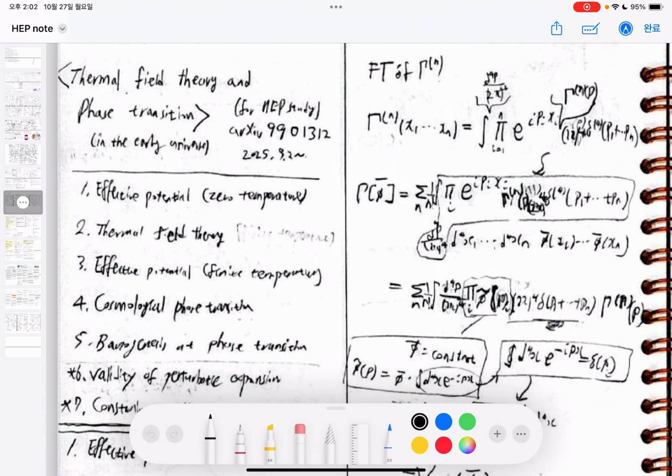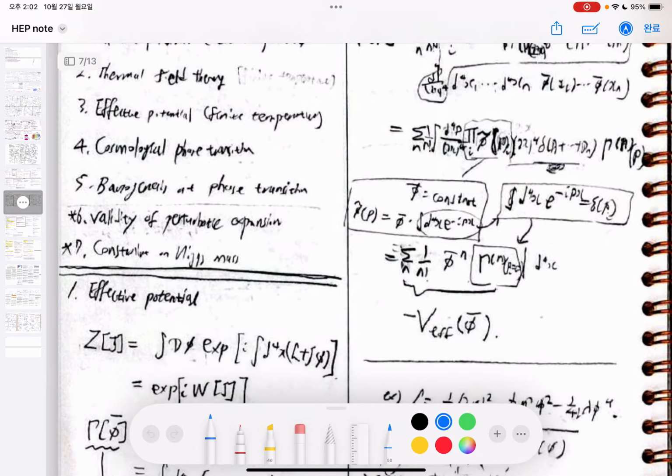Field theory can be combined with thermodynamics using finite temperatures, especially in the early universe. For phase transitions, thermal field theory, or finite temperature field theory, is applied. And continuing from the effective potential at zero temperature, we can derive the T-dependent term in the potential.